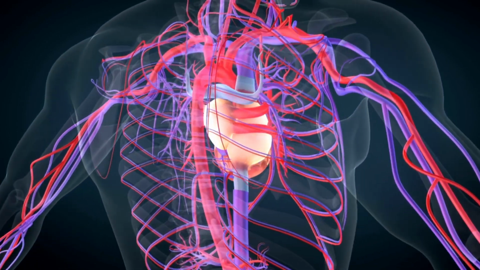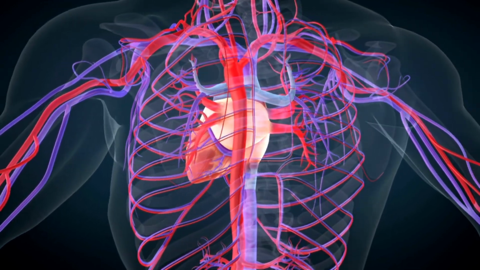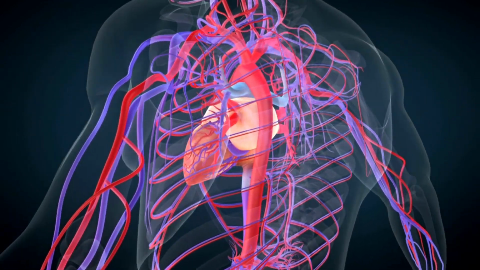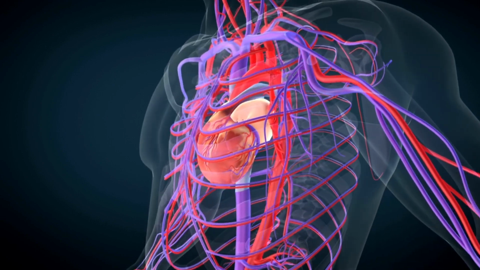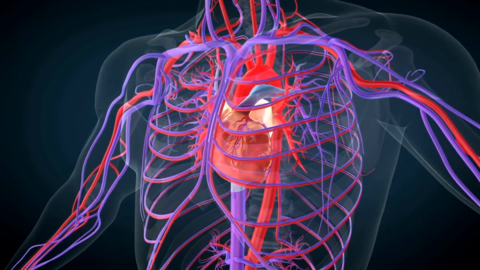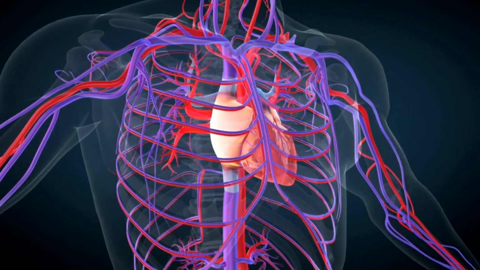Pulmonary circulation. This circuit transports deoxygenated blood from the right side of the heart to the lungs. In the lungs, blood receives oxygen and releases carbon dioxide. Oxygen-rich blood then returns to the left atrium of the heart.